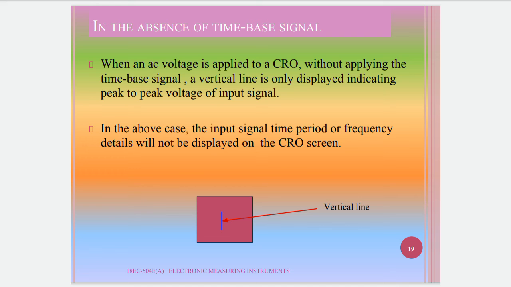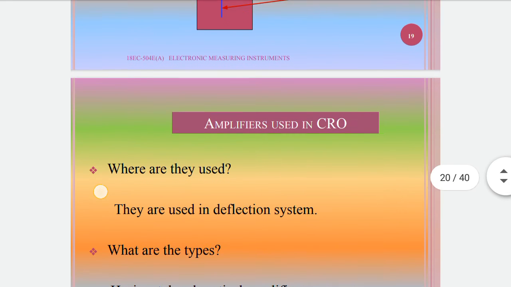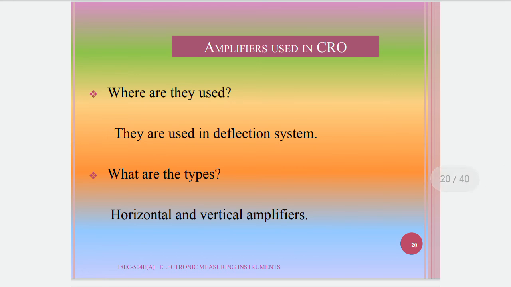From this we can't get the time period or frequency, which means that time period or frequency details are not available or not displayed on the CRO screen. Now coming to the deflection amplifiers.